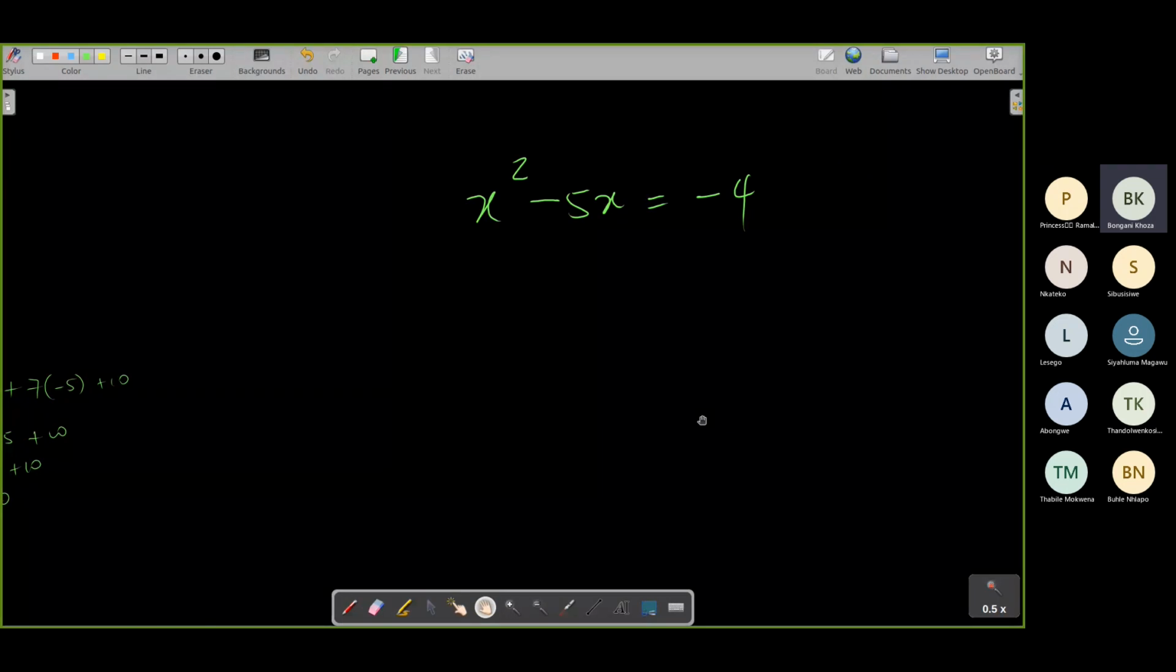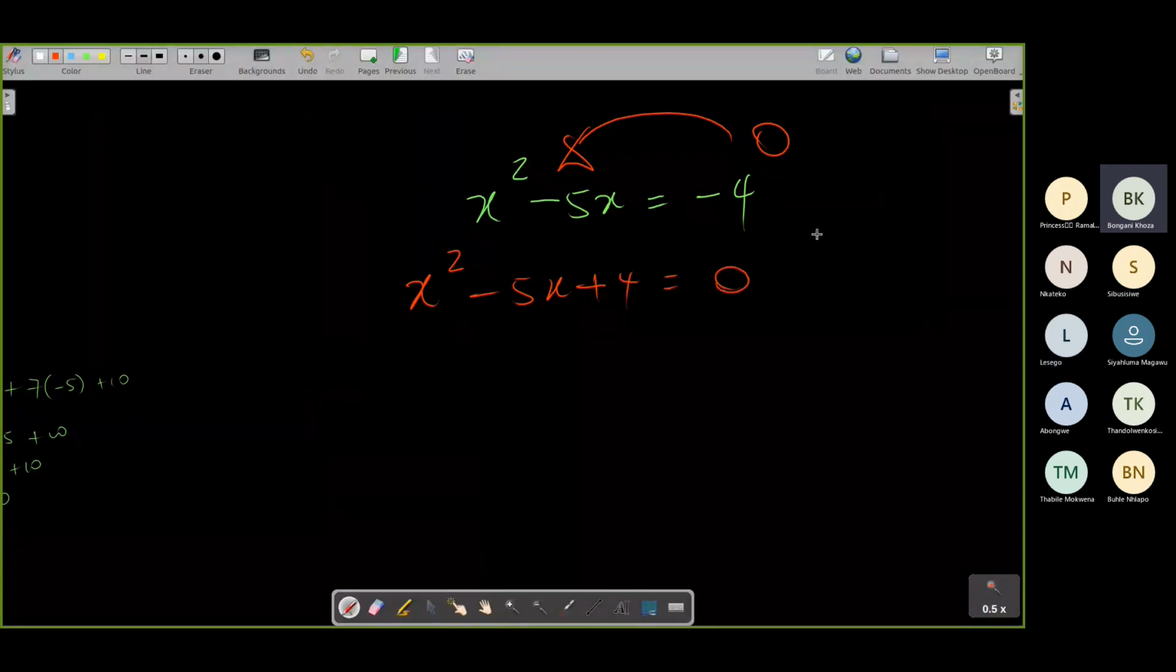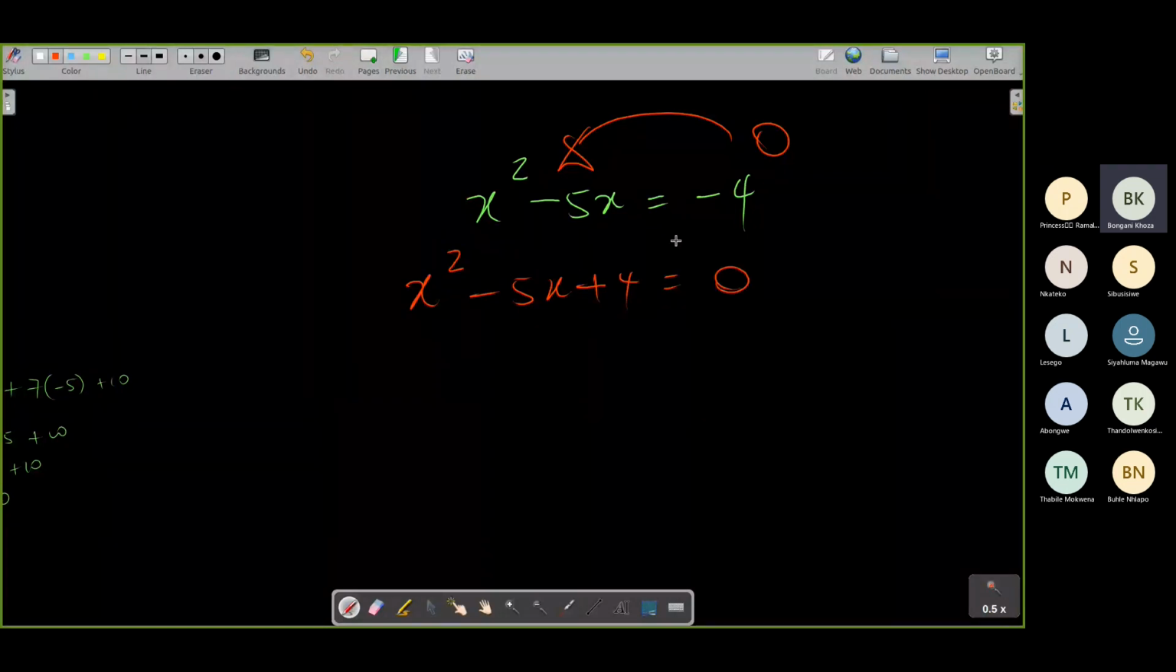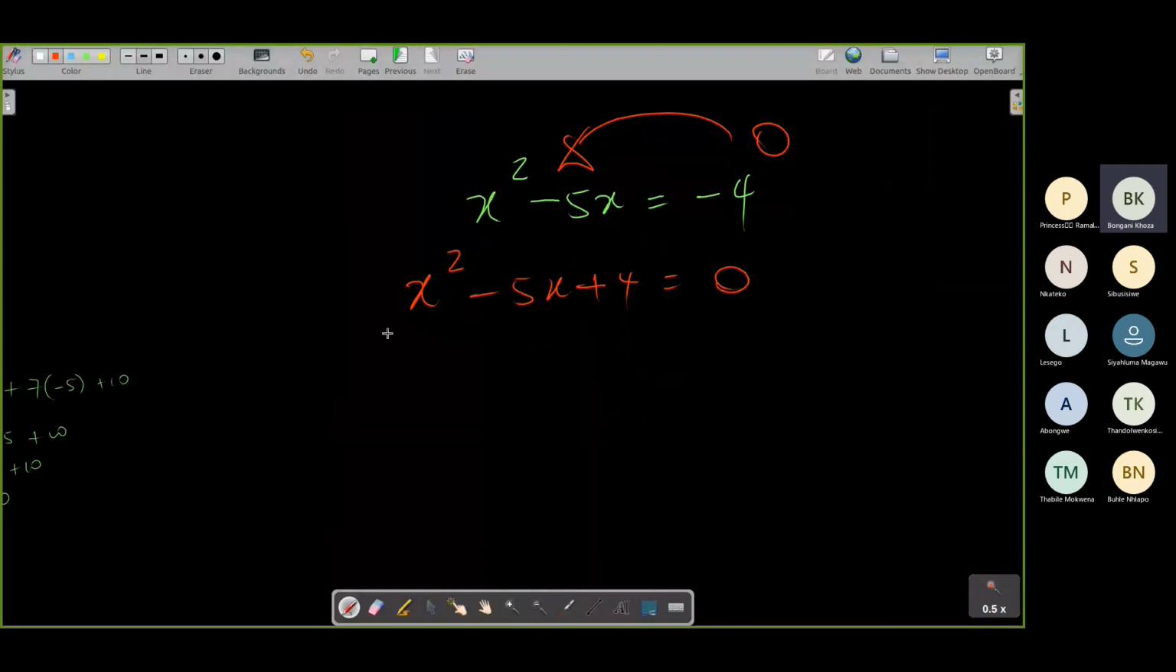Remember, we said this is a quadratic equation, but what we're trying to do first, we have to make sure that everyone is on this side. This side, we are only left with a 0. So that means this now becomes x squared minus 5x. We take this 4 to the other side, it becomes plus 4 equals to 0. So now we have our standard format, and we can use it now. Everything is fine. This is now a trinomial, right? So let's try and factorize this.